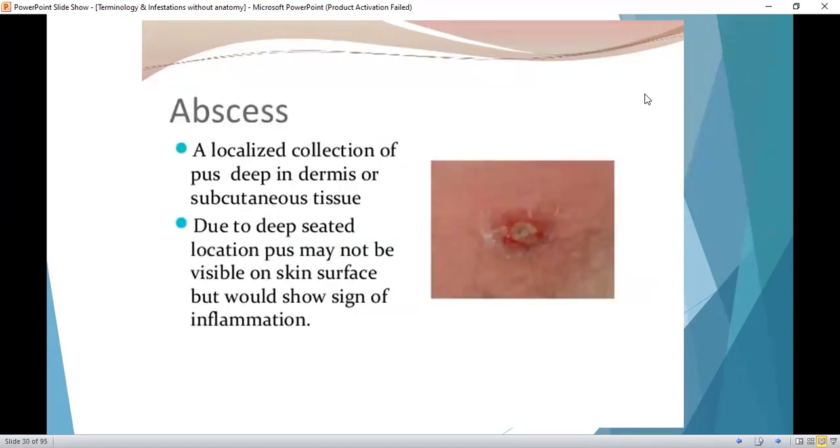Abscess: a localized collection of pus which is deep in the dermis or subcutaneous tissue, and it may be surrounded by inflammatory reaction. That is, the skin may be red, hot, tender, and due to its deep-seated location, it may not be visible on the surface of the skin, but may show signs of inflammation.